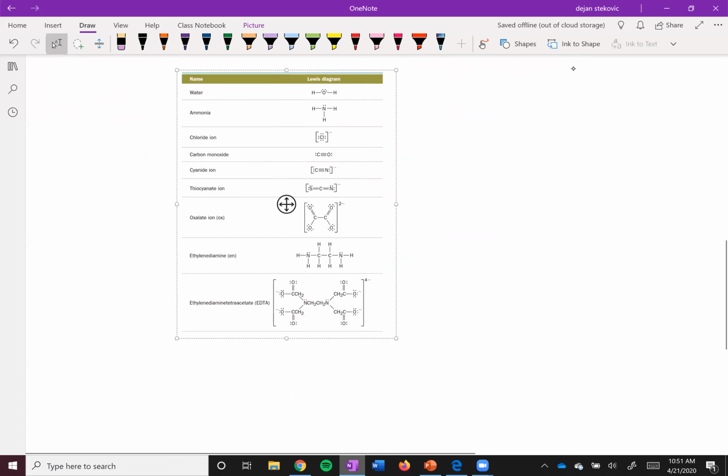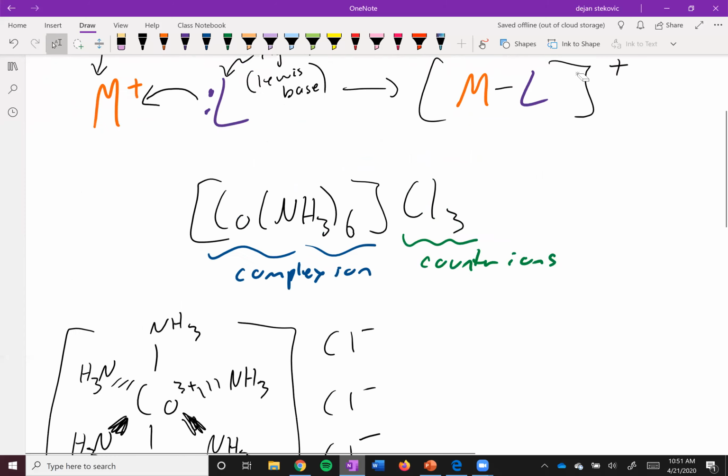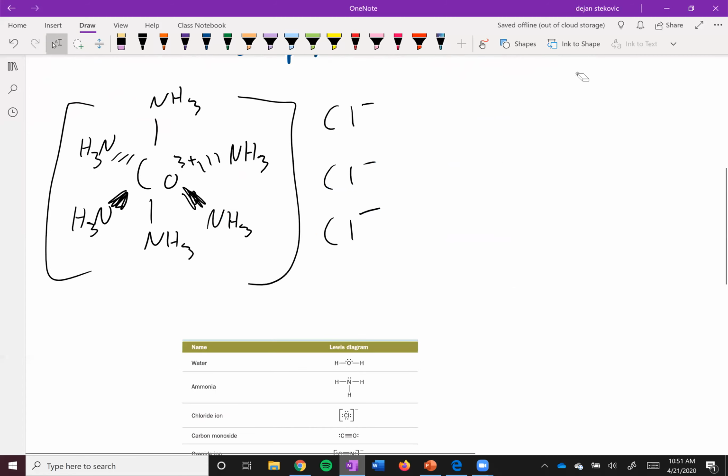So here's just an example of different ligands you can have. You can see water can be a ligand, ammonia, NH3, already covered that. The halides can be ligands, and then other molecules can be ligands. You'll notice they'll all have some kind of lone pair to donate, because you need to be able to donate a lone pair to act as a ligand, to act as a Lewis base.